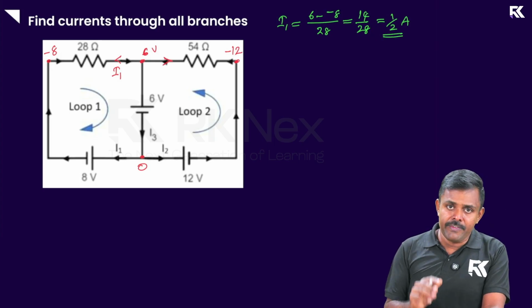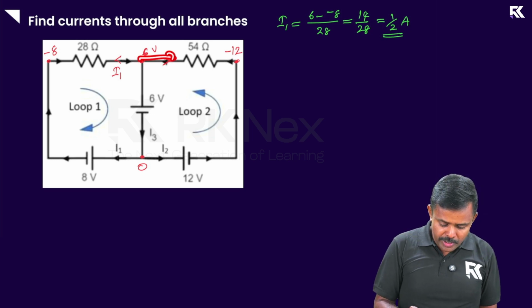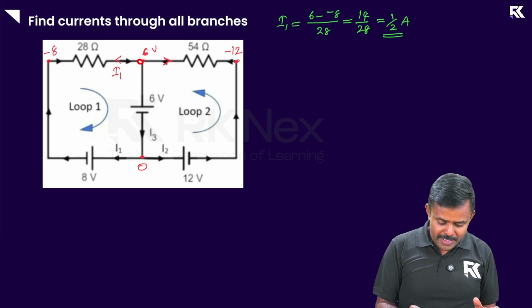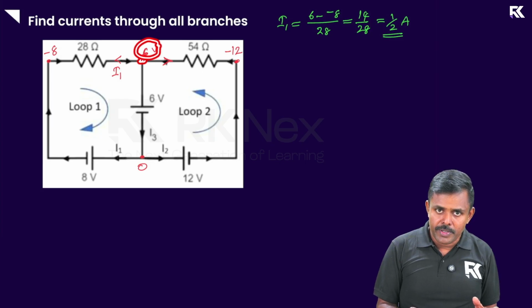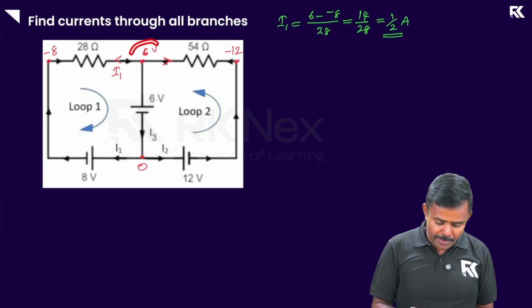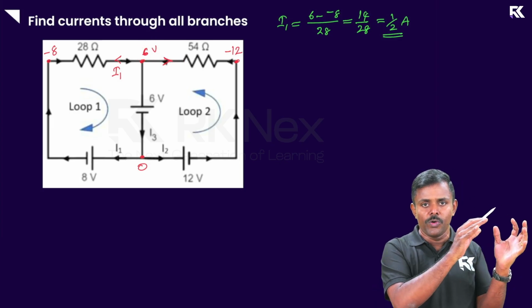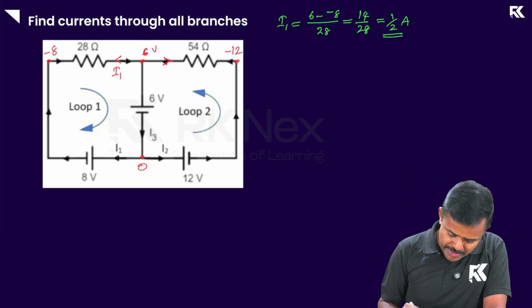Now let us look at the second current, the current to the right. Again, as you can see, I have reversed the direction of current. They have given the current to the left, but I have taken it to the right. You know why? Because this point is at 6 volts, which is obviously greater than minus 12 on the other side. 6 is greater potential, so current has to flow to the right, because current flows from higher potential to lower potential, right?